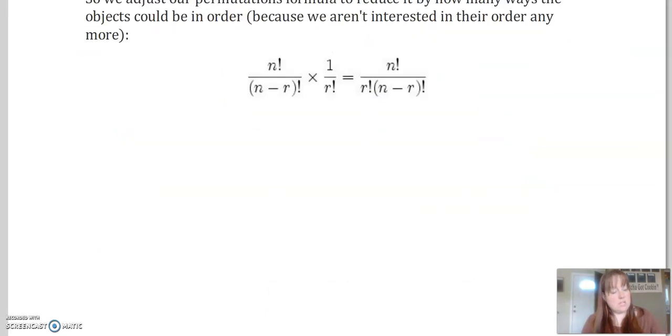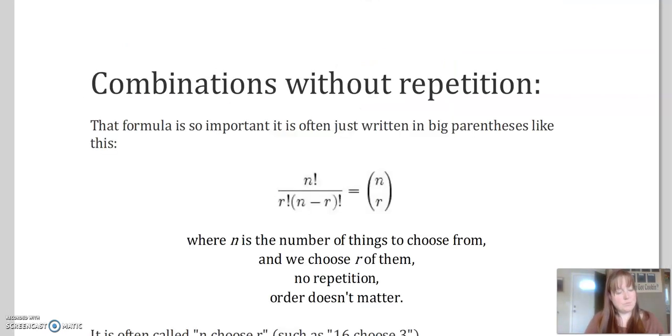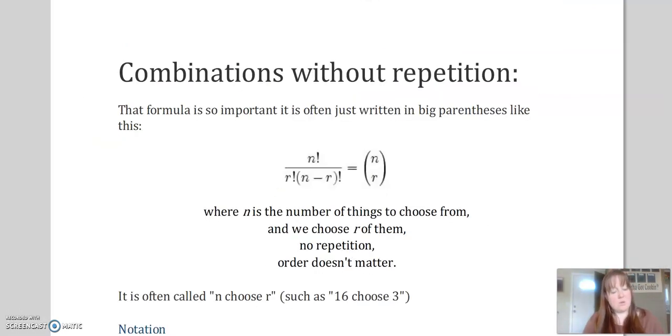This is our permutations formula, n factorial over n minus r factorial. That's our permutations. And then we divide it by how many ways we can arrange our objects. Okay, so we would divide it by r factorial. So in the end, we end up with n factorial over r factorial times n minus r factorial. So that's our formula right there.